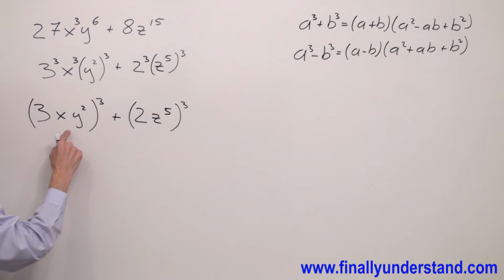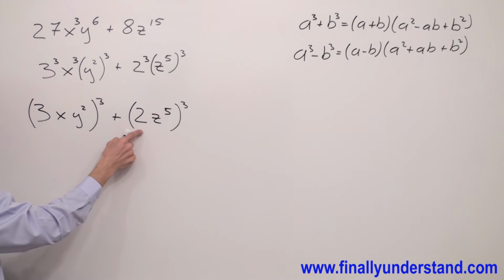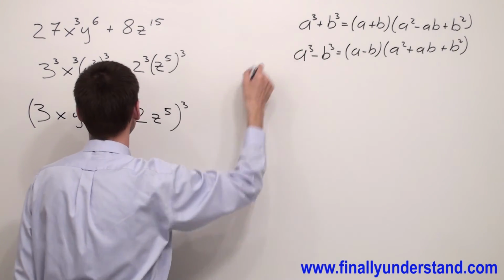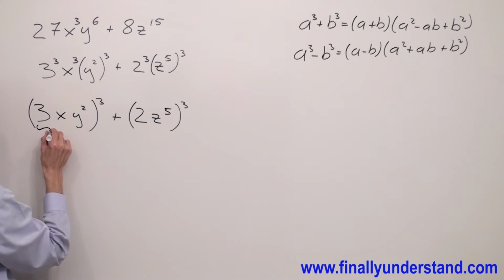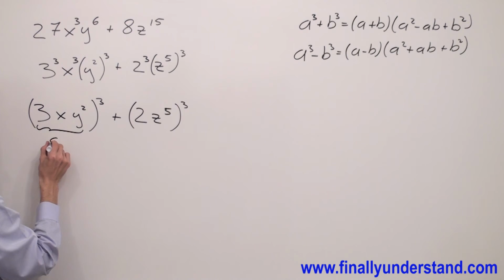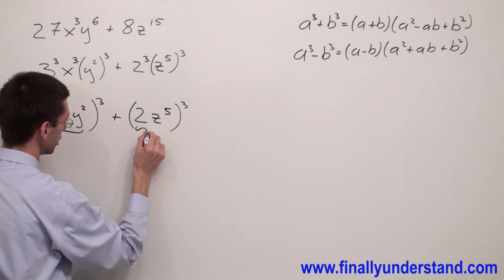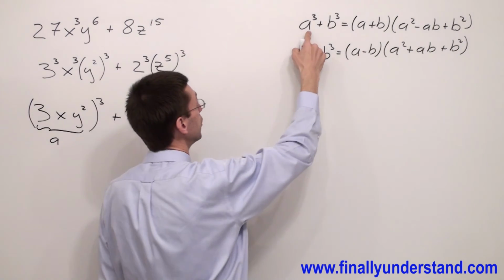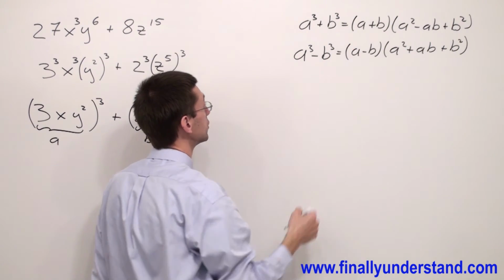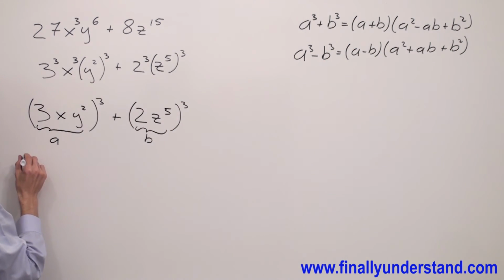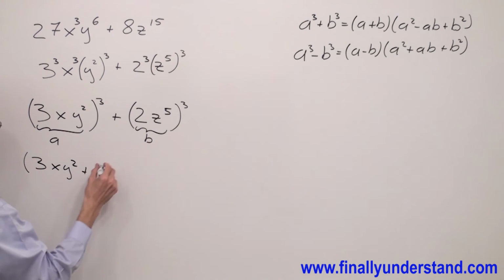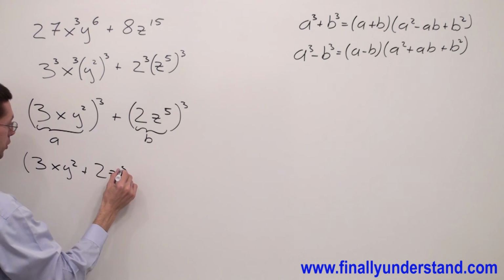In order to factorize this expression, we're supposed to use the formula for the sum of perfect cubes. This term is going to be my a. This term is going to be my b from this formula. The formula says the sum of the perfect cubes is equal, open parenthesis, a plus b. So I have open parenthesis, a 3xy squared plus b, which is equal 2z to the fifth.